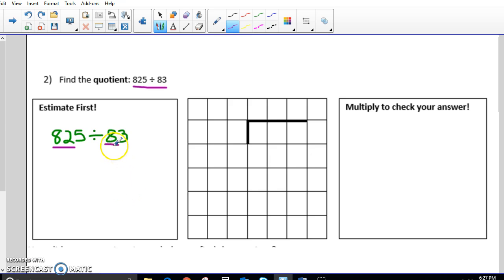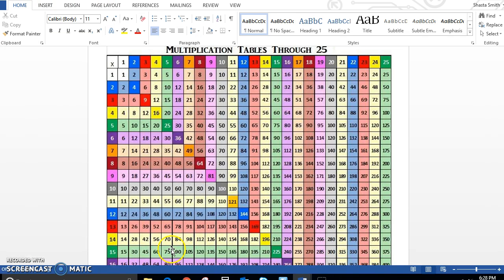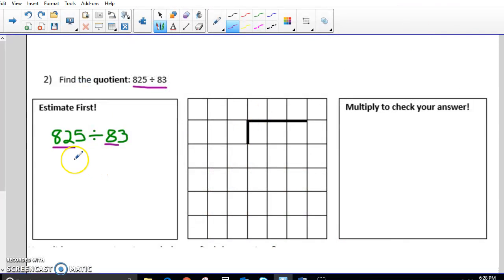And what you're going to want to do is figure out how many times 8 can go into 82. So we're going to look at your multiplication chart. If we look at 8, we want to get as close as we can to 82 without going over. And I see here that 80 gets close, but 88 is over. So 80 is where we want to stop. We go up, and look, that's 10. So our estimate is that our answer is going to be about 10.